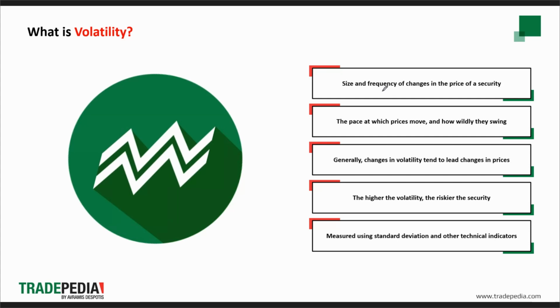Volatility is the fluctuation of price or the changes in a security. Okay, the pace at which price move and how wildly they swing. Okay, so the higher the volatility, the wider the range of price fluctuation it will be. So generally, changes in volatility tend to lead to changes in prices.